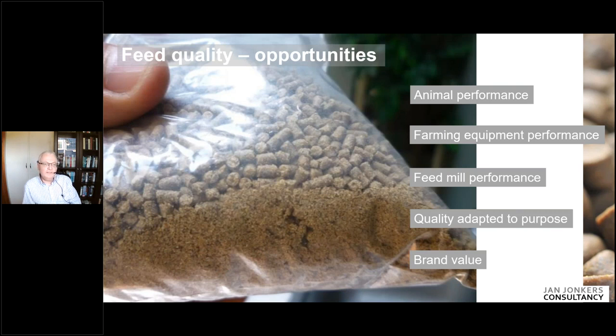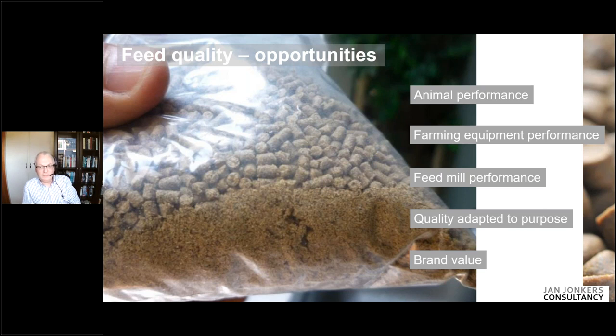So this all shows that feed quality is very important. There are many opportunities here. With improved quality, we could have an improved animal performance. If we can reduce the dust or we improve the water stability, then more nutrients are available for the animal. So that is very helpful. With improved quality, we can also have a better farming equipment performance. So the clients, the customers, have a better utilization of the feed. Feed mill performance can be improved if you have lower amounts of dust generation.